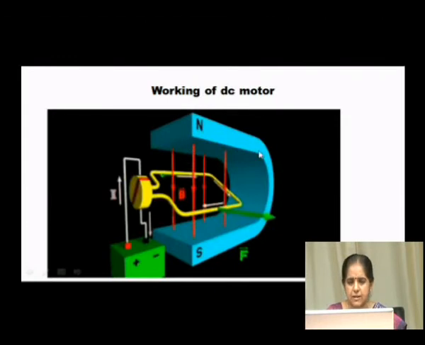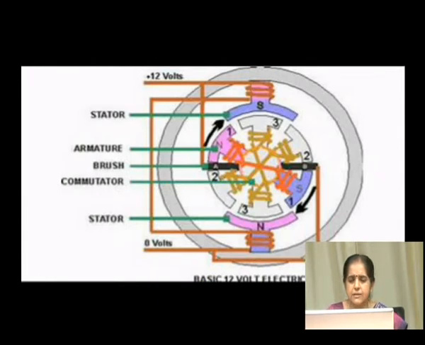So there are two fields. One is the field established by the main pole, the main magnet, and the other is the field established by the conductor. As a result, there will be a resultant field. Therefore, the conductor experiences a force and starts rotating. Since the conductor is placed on the armature, the armature rotates in a particular direction depending on the direction in which the current is flowing in the armature conductors. And this diagram shows the different parts of the motor.